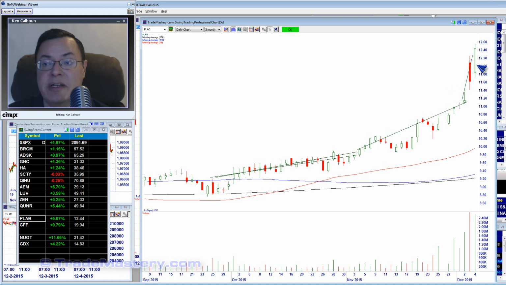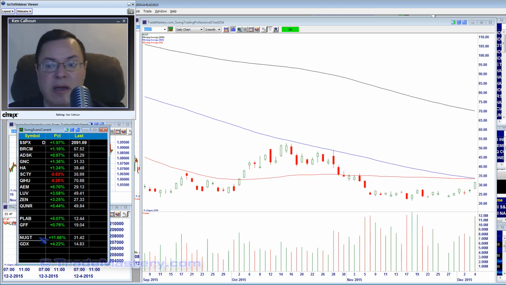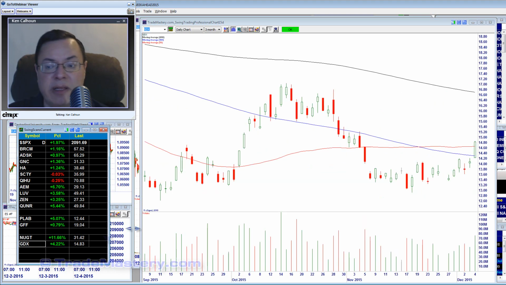So I do heavy share size because of the strength of the run and the lack of any pullback or weakness. Okay, last few charts, GFF, good strong breakout. I do heavy share size in this because of the strength of its trend. We don't see any significant sellers earlier. Nugget would be light share size because it's a bounce, and same thing with GDX would be light share size because it's a bounce.